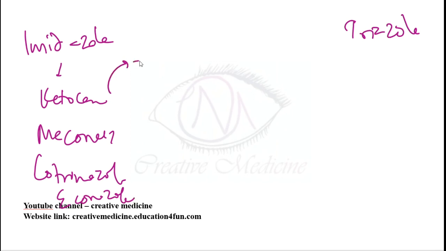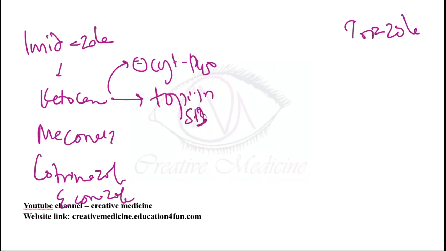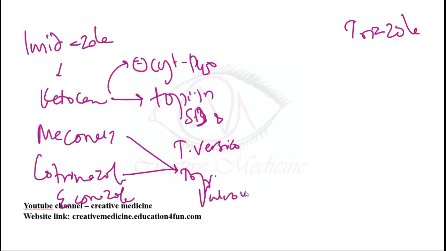First, ketoconazole inhibits the cytochrome P450 enzyme, and it is used topically in seborrheic dermatitis and also for tinea versicolor. Then we have miconazole and clotrimazole, which are used topically for vulvovaginal candidiasis, oral thrush, and dermatophytic infections. Imidazoles are less selective, with more drug interactions and side effects.